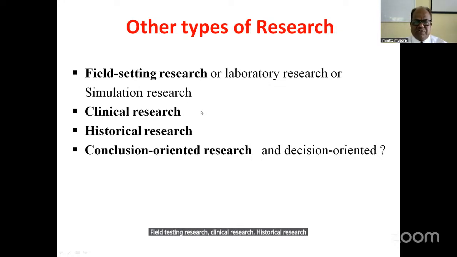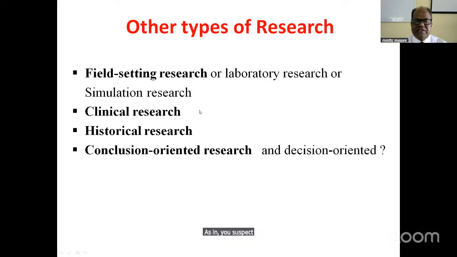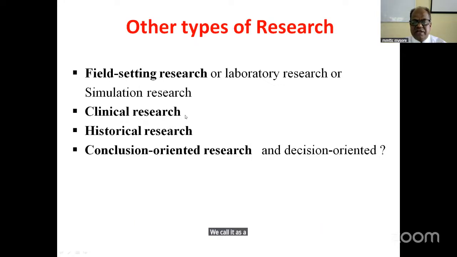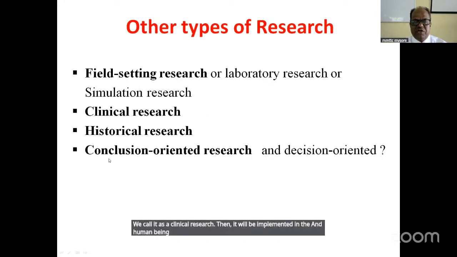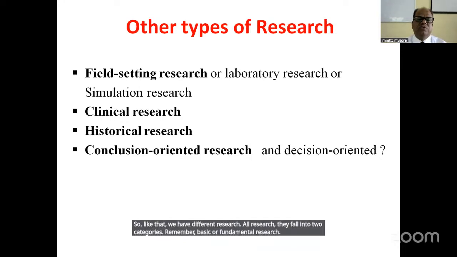For example, you discover a new drug from a plant. You suspect that it is an anti-cancer drug. That has to be tested. How do you test? In animals, in clinical trials. That is called clinical research. When you conduct an experiment on animals, we call it clinical research. Then it will be implemented on human beings later. Then historical research, conclusion-oriented research. So like that, we have different research. All research falls into two categories. Remember, basic or fundamental research, or applied or revolutionary research.